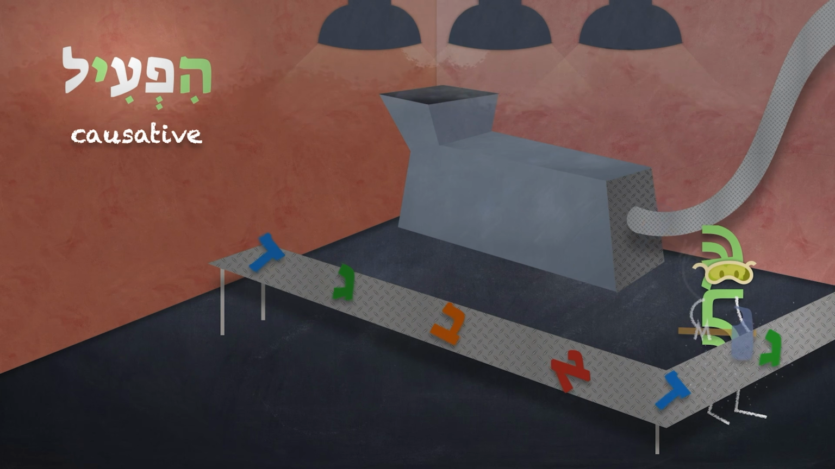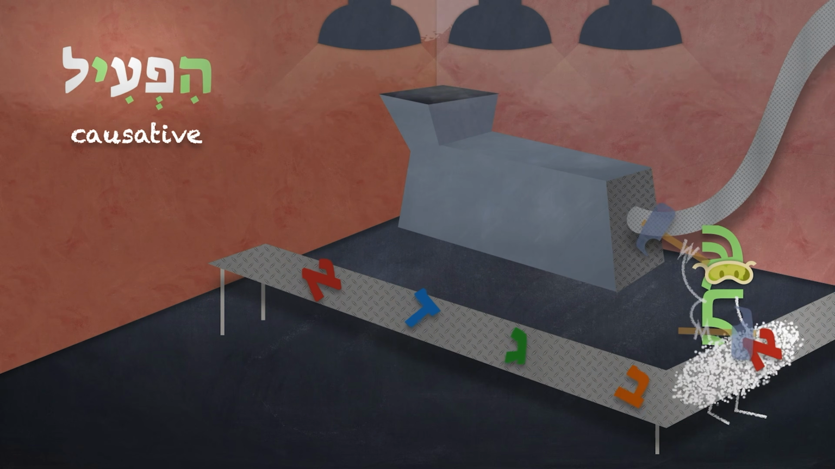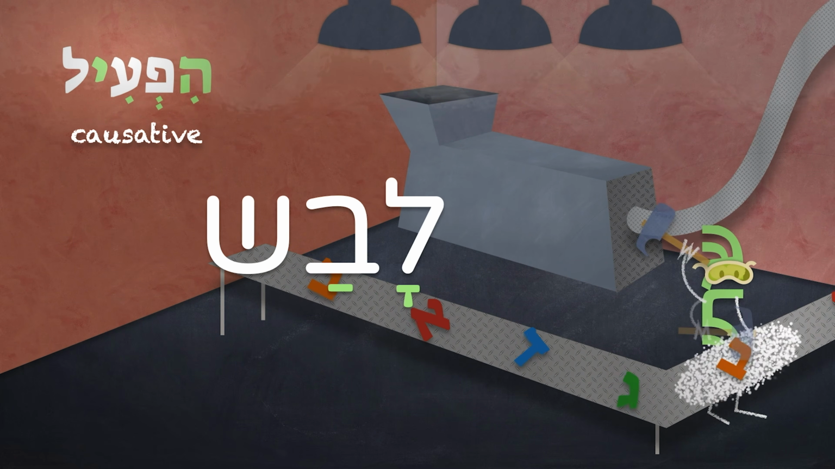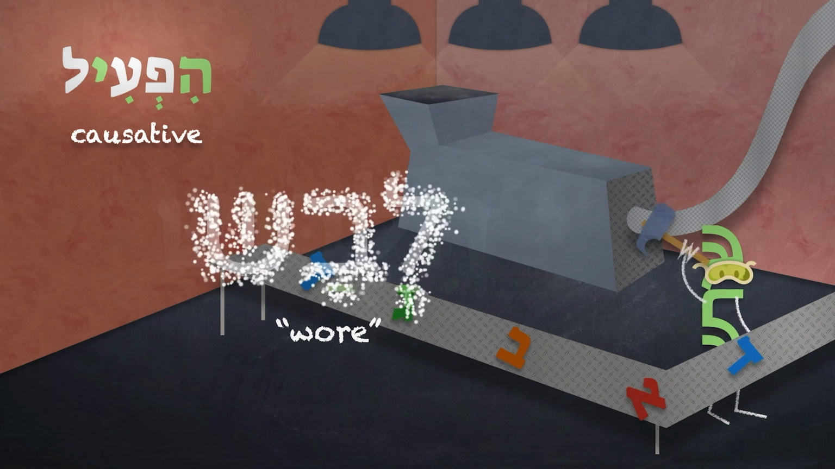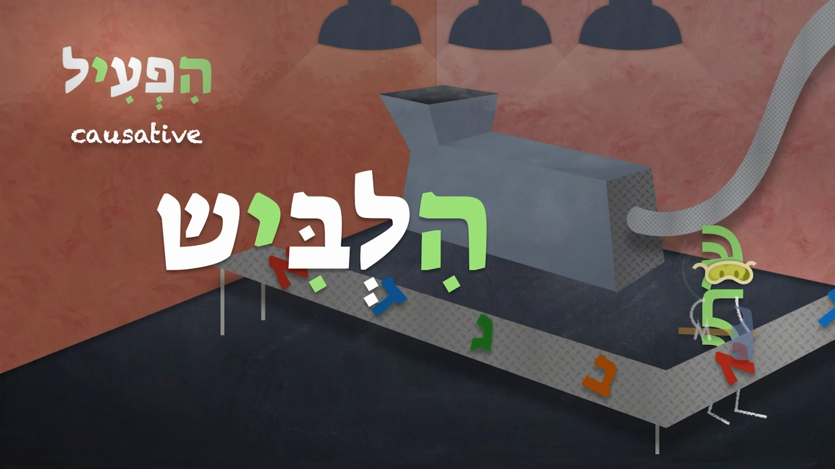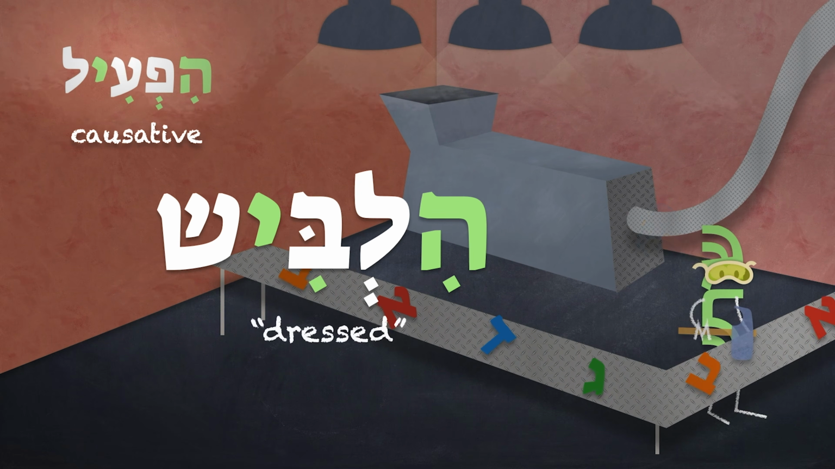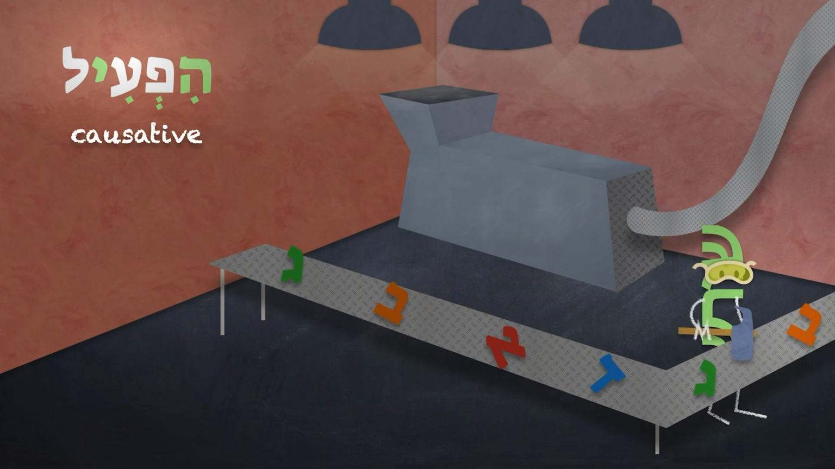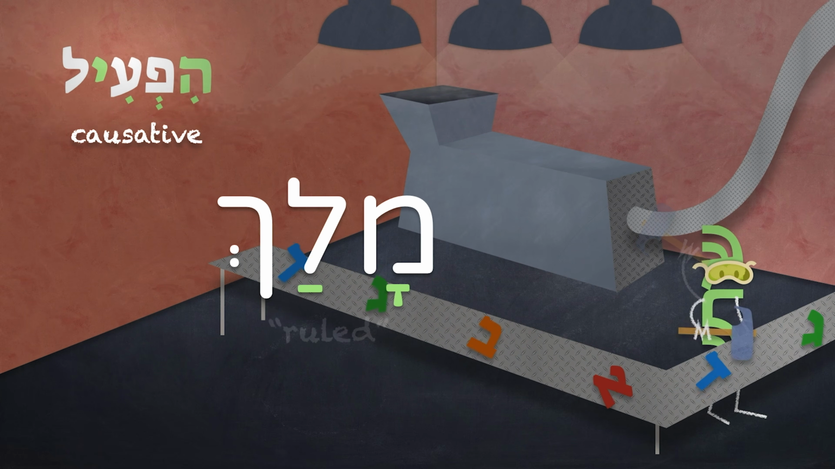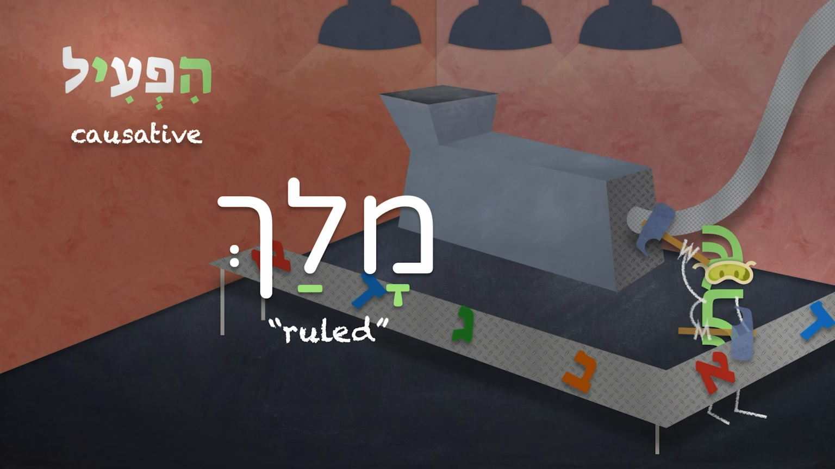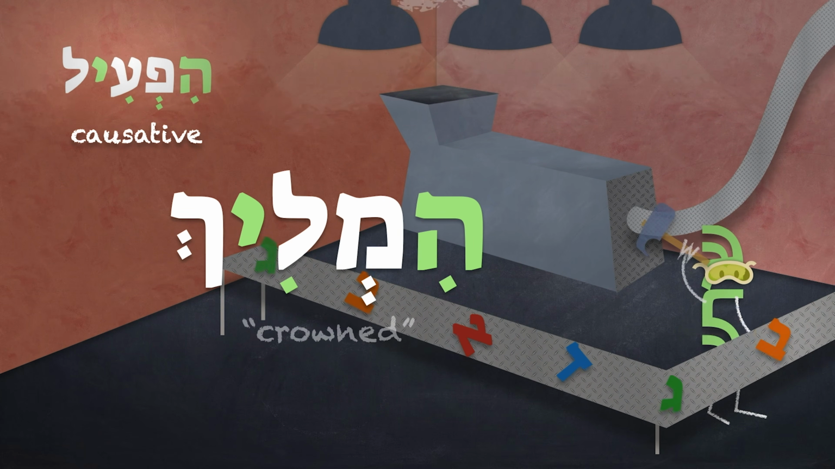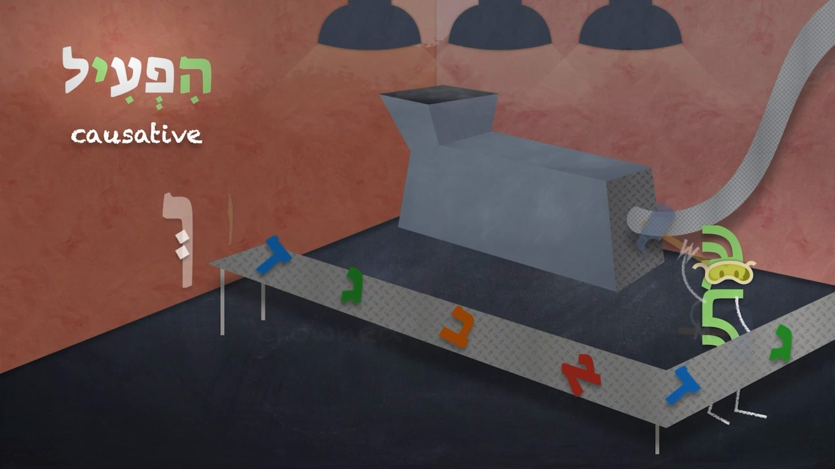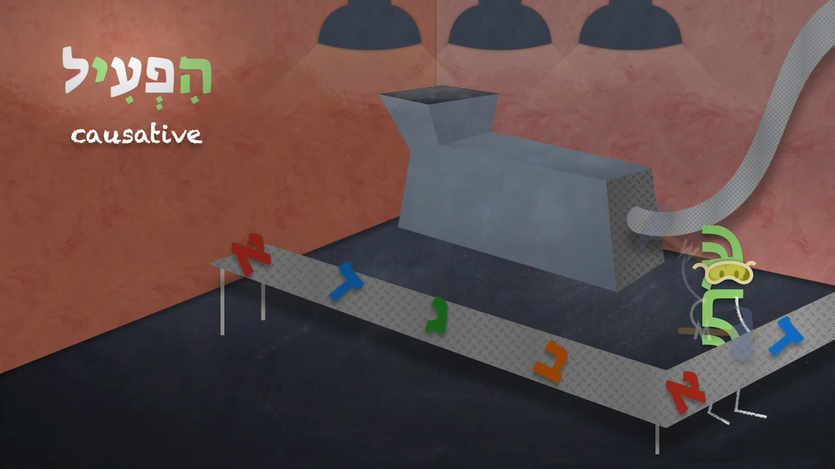Here are a couple examples of how a shoresh causes things to happen inside the Hifil factory. Lavash in the kal is simply he wore something. But in Hifil it becomes hilbish, he caused to wear, or in other words, he dressed. Malach in the kal binyan is he ruled. But in hif'il, it's himlik. He caused to rule, or he crowned someone. That's the causative function of the hifil binyan.